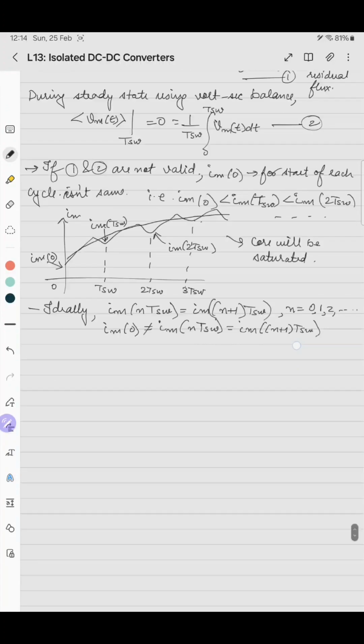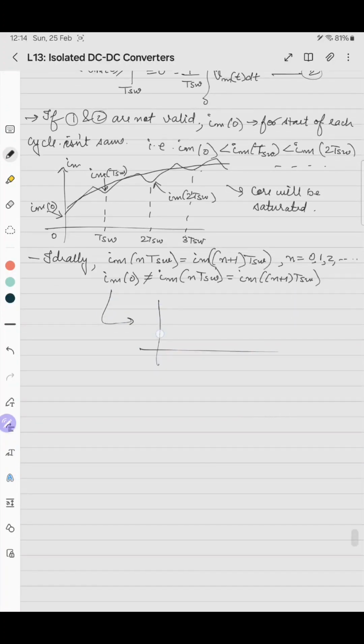So only the initial flux, which means that it is like this. This is Im of 0, and it goes on. So the average value is like this. This is also valid. So this phenomenon of build-up of flux is called flux walking, and thus the core will be saturated.